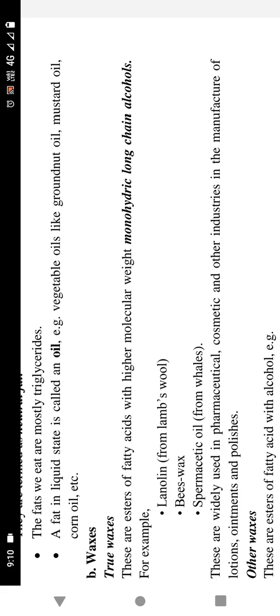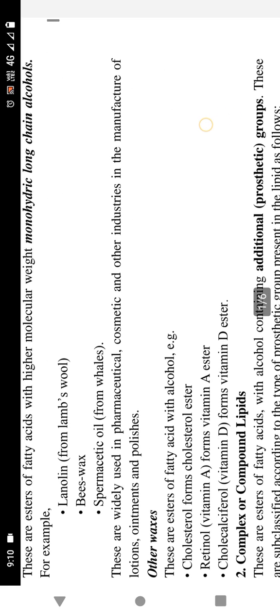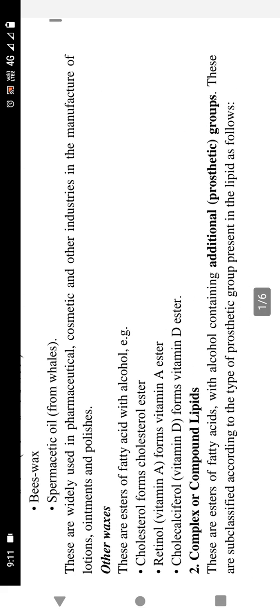Waxes are widely used in the pharmaceutical and cosmetic industries and other industries in the manufacture of lotions, ointments and polishes, etc. These are used for industrial and cosmetic purposes. Other waxes, with fatty acids and alcohol, are present in humans also. Cholesterol forms cholesterol ester, retinol forms vitamin A ester, cholecalciferol forms vitamin D ester. The chemical name of vitamin A is retinol, and the chemical name of vitamin D is cholecalciferol.